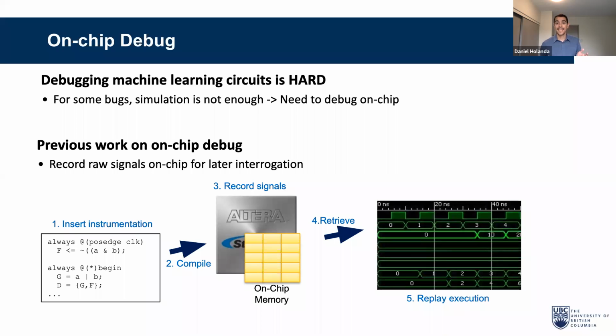However, a key limitation here is that the memory is often not big enough to record enough information on chip. And if you think about it, this is especially challenging for machine learning circuits. If you think about recording large weights and activations, for example, it's a big challenge only to fit those weights and activations on the FPGAs in the first place. Imagine just recording these values; it's not really something that is feasible. So we have to do something different here.